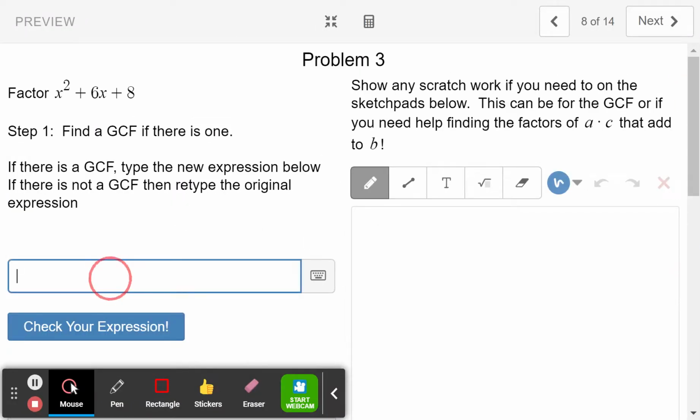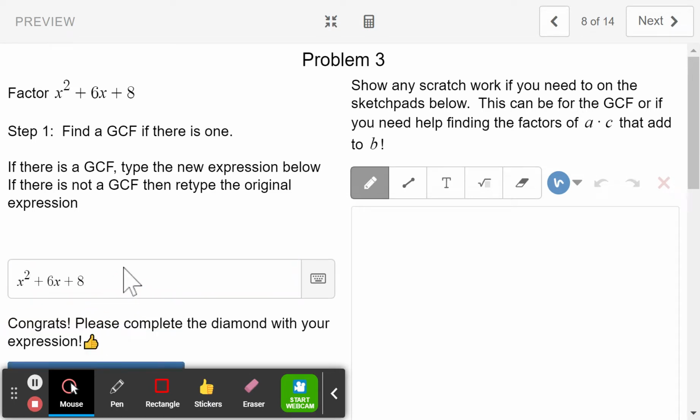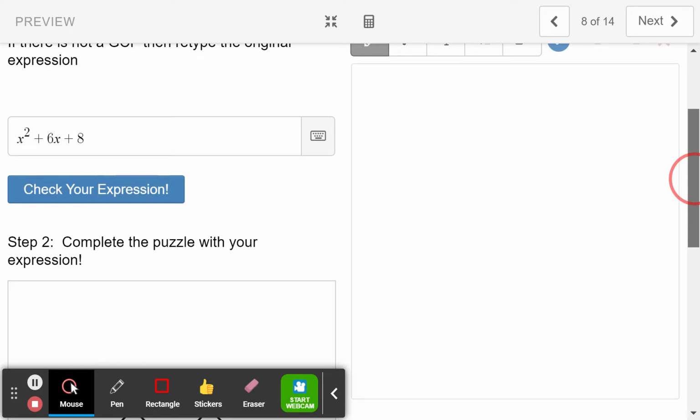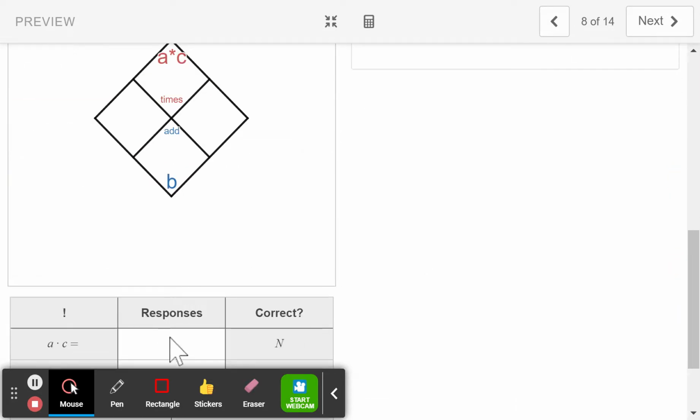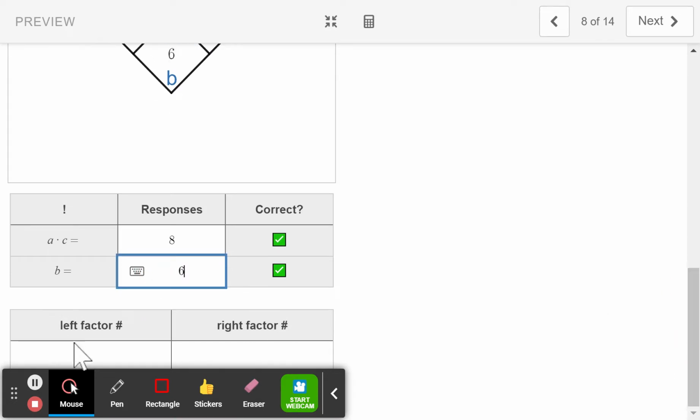All right, the GCF is definitely a 1 because our A is a 1. And there's no x with the 8, so it cannot be 1x. So 1 times 8 is 8. And then our B value is 6. So the only two numbers that multiply to get 8 and add to get 6 are 2 and 4.